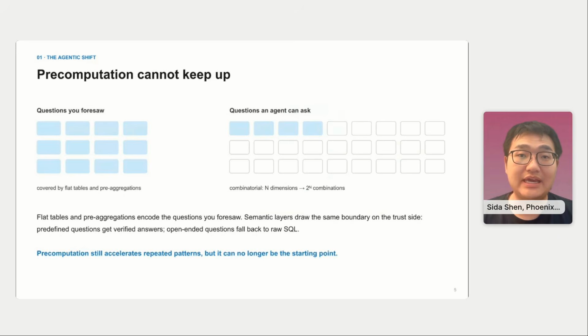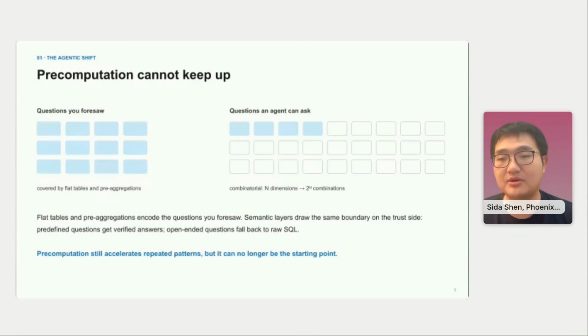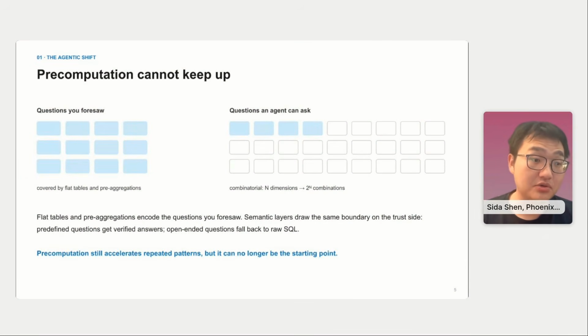But with the agentic workload we're seeing today, precomputation is not going to keep up. It's not just because precomputation itself is very expensive. It's the workload itself just doesn't permit precomputation anymore. The question that the agent wants to ask versus what is already being precomputed, there's a large gap between that. Precomputation will still accelerate your queries for your repeated BIs, your reports, but it cannot be something that you start out with, because with your AI analyst agents, a lot of the questions just will not be answered.